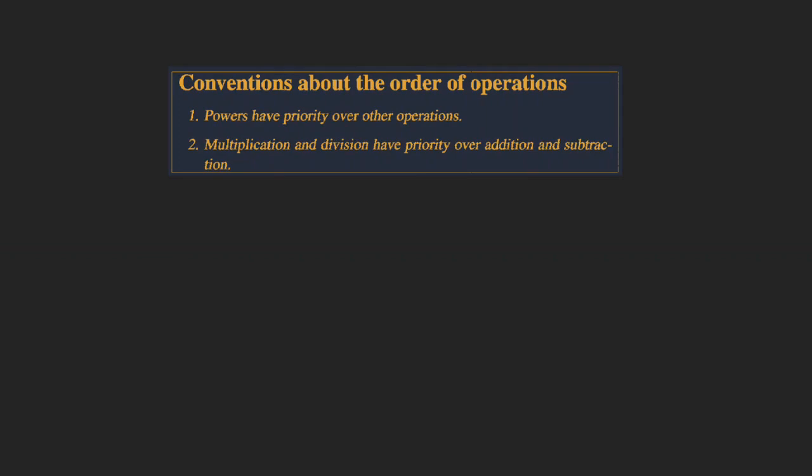Powers have priority over other operations. Multiplication and division have priority over addition and subtraction. The simplest operations are addition and subtraction, higher in complexity are multiplication and division, and the most complex operations are powers. Therefore, the order of operations rule can be summarized as follows.